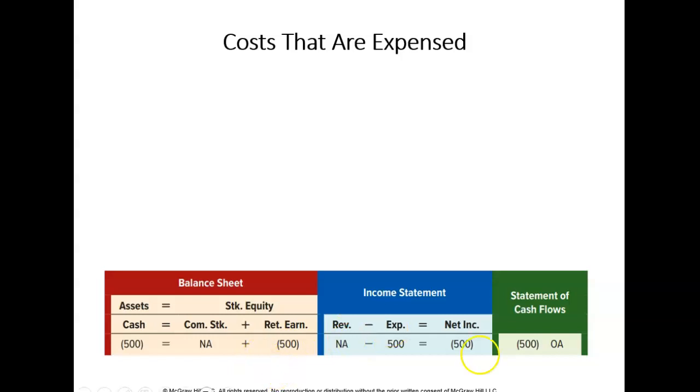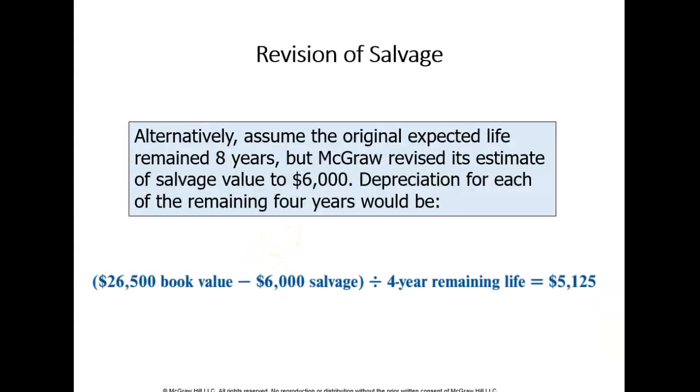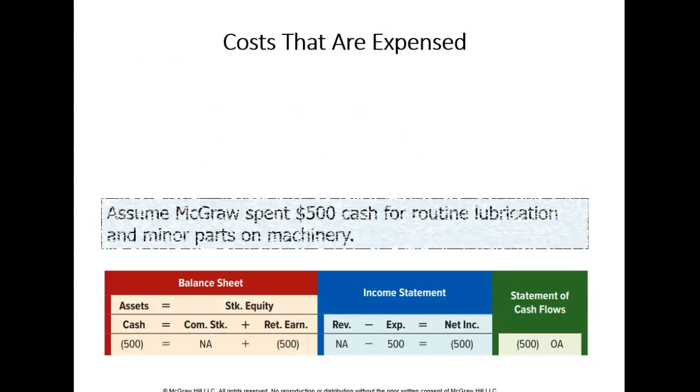So in this situation, what do we have here? We have expense of $500. What's that expense for? Assume we spent $500 for routine lubrication and minor parts on the machinery. So those costs you're going to expense right away.